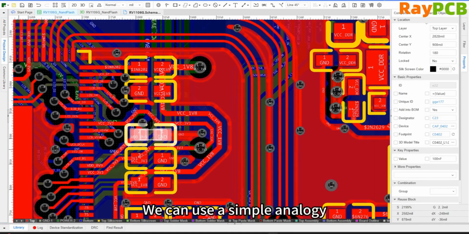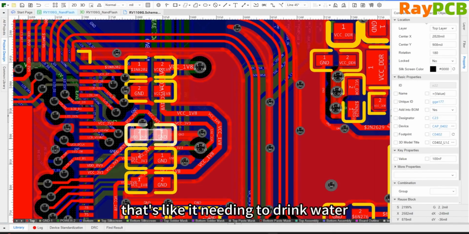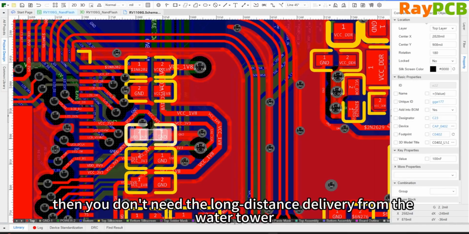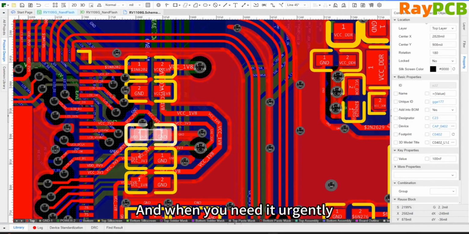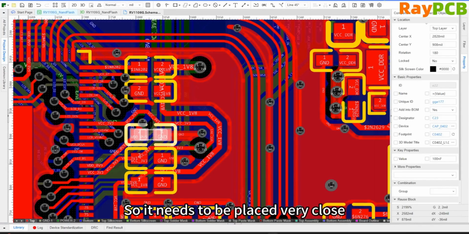We can simply imagine that electricity is like water, and when the IC uses electricity, it's like it needs to drink water. So the decoupling capacitor is like a cup of water or a reservoir, not a distant water tower. If the cup can quickly solve the problem, there's no need to transport water from a faraway water tower. And when you need it urgently, it might be too late to fetch water from the tower, so it needs to be placed very close.